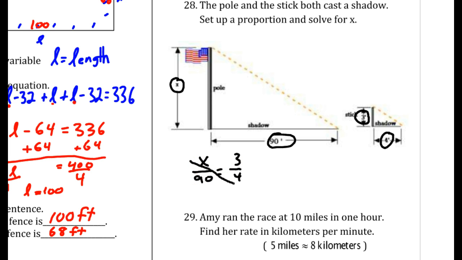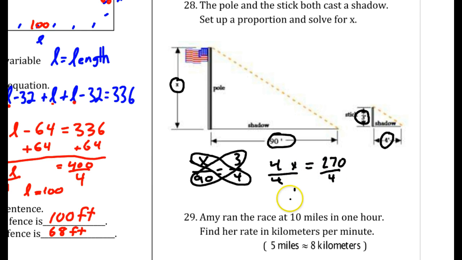A little more straightforward, so we have 4x equal to 270. Divide both sides by 4, and x will equal 67 and a half, 66.5, and we're dealing with feet.